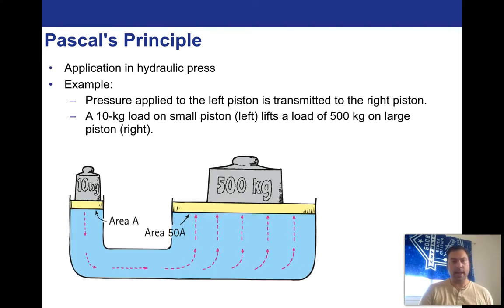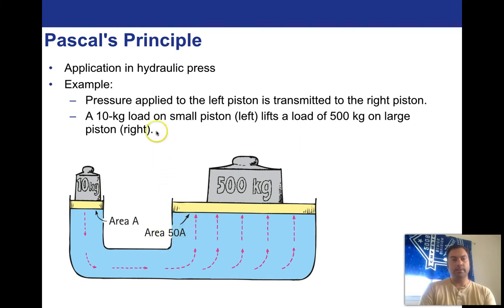All right, so let's see how hydraulics works in a hydraulic press. Here we've got a piston with 10 kilograms of mass on top of it, and it's over some area A, right? Remember, we're talking about mass over area. So the pressure applied to the left piston is transmitted to the right piston. Here's the right piston over here. It's this very large one. The area on this one is 50.